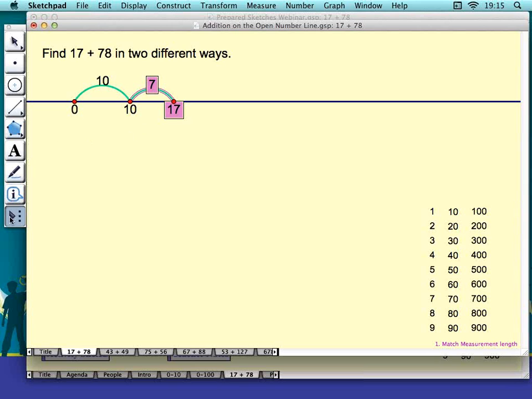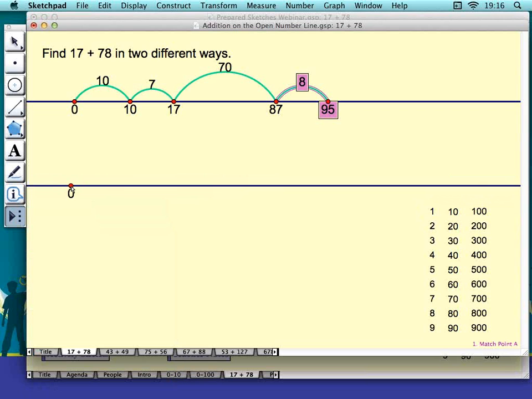Let me keep going and do the 78 now. Let's see, to do 78, I'm going to start with 70. So that gets me up to 87. And I need 8 more added onto the 70. So the sum should be 95. Let me try it a different way and see if I get the same result.